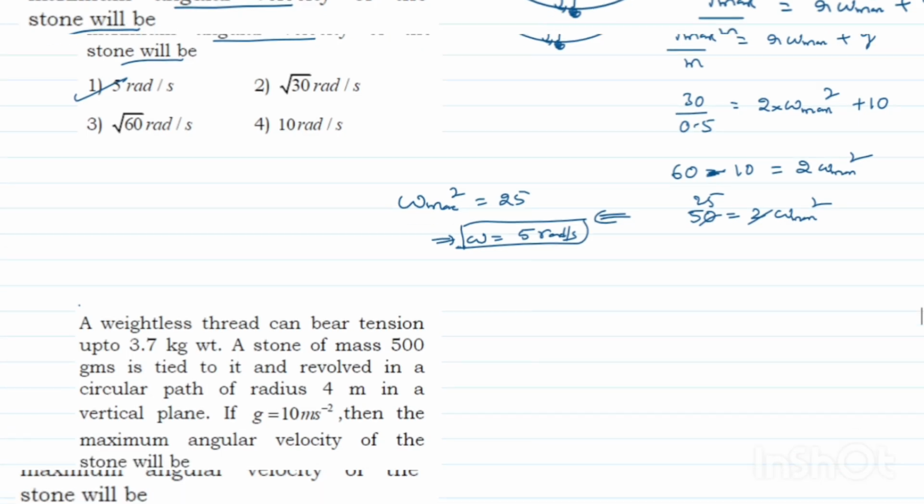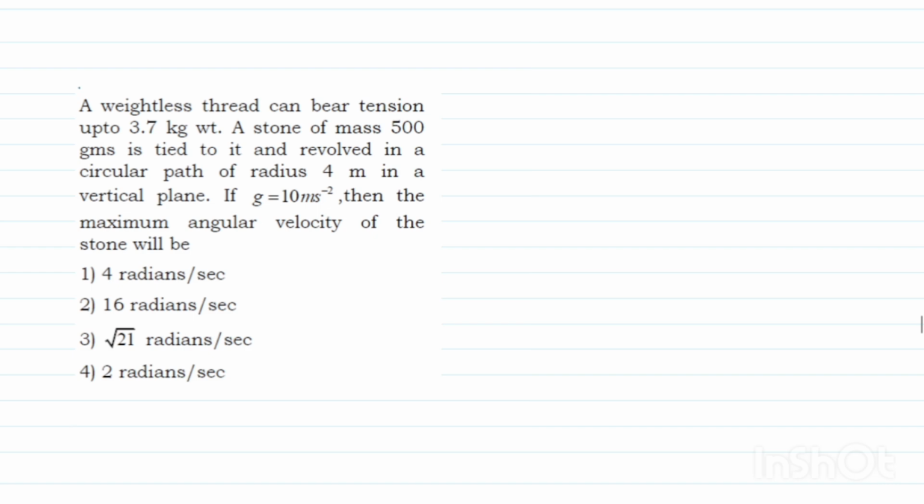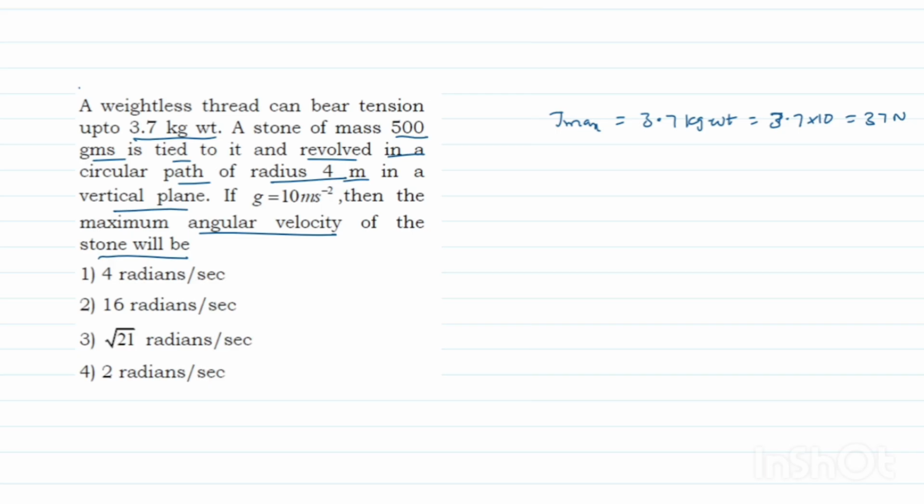Let us take the next question. The next question says, a weightless thread can bear the tension up to 3.7 kg weight. A stone of mass 500 gram is tied to it, and it is revolving in a circular path of radius 4 meters in a vertical plane. They are asking for the maximum angular velocity of the stone. So here the maximum tension it can bear, T maximum, is given as 3.7 kilogram weight, students. So 1 kilogram weight equals 10 newtons, so that the T maximum value will be 37 Newton.